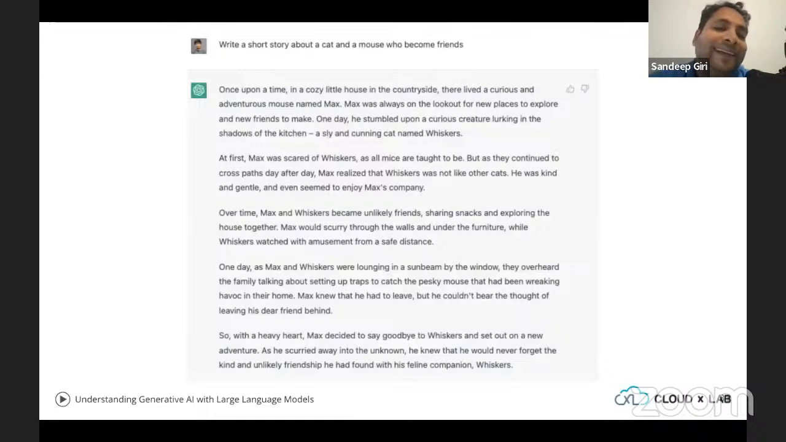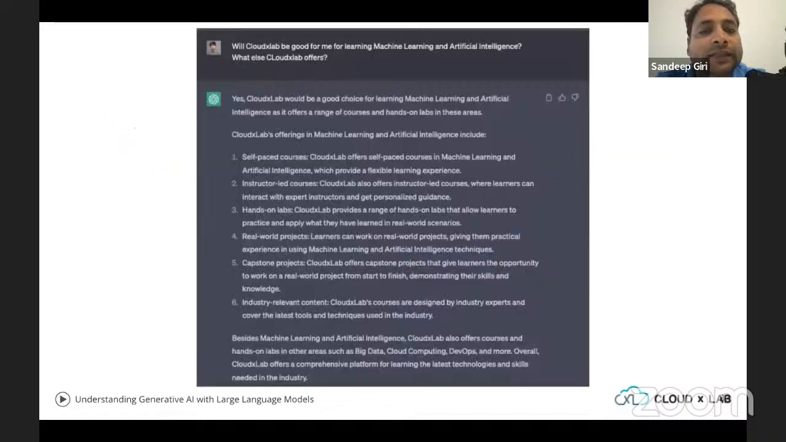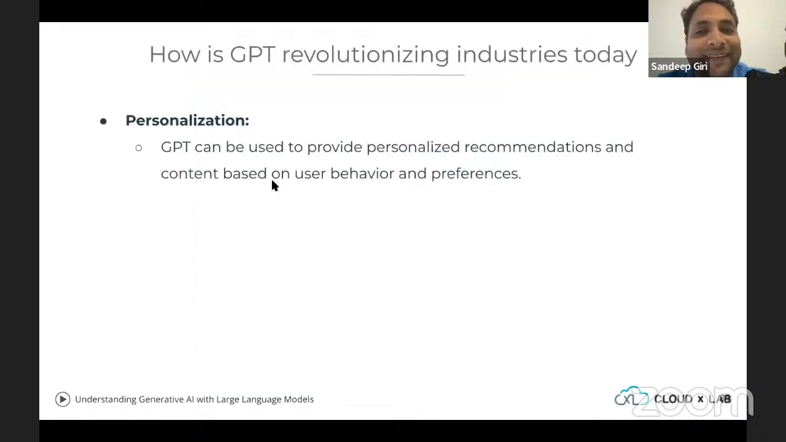You can make it write an entire story. Question answering systems you can also build around it. Like, will CloudxLab be good for me for learning machine learning and artificial intelligence? What else does CloudxLab offer? It has given the entire overview really well. So it understands CloudxLab.